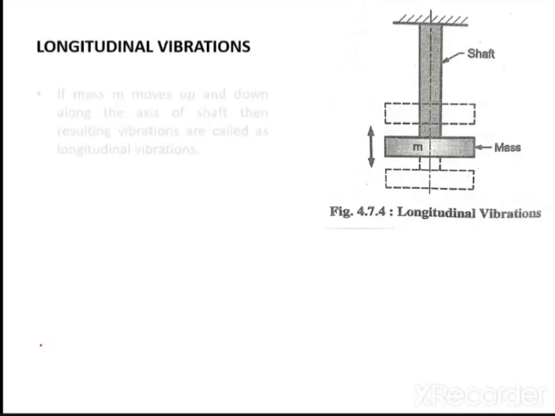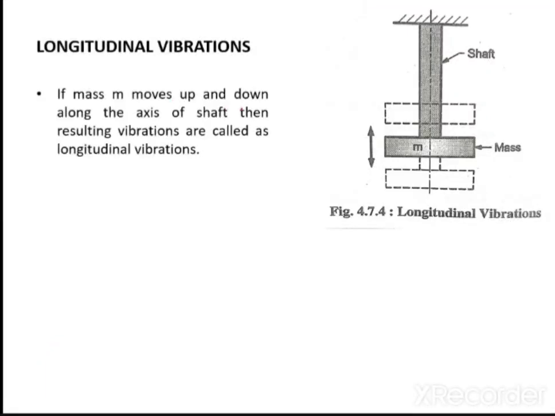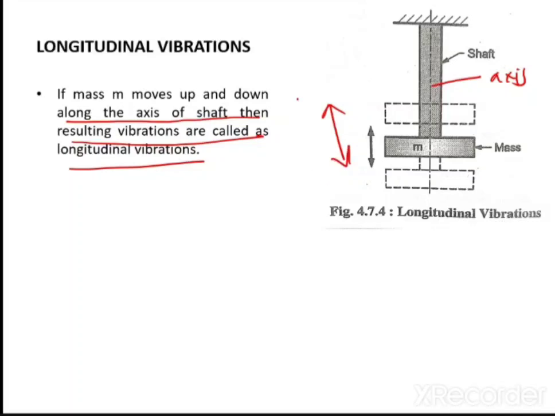Now, longitudinal vibrations. What do you mean by longitudinal vibration? You can say that the mass m moves up and down along the axis of the shaft. This is the axis of the shaft. If the mass moves along the axis of the shaft, then the resulting vibrations are called longitudinal vibrations. It means the movement is like this, up and down.